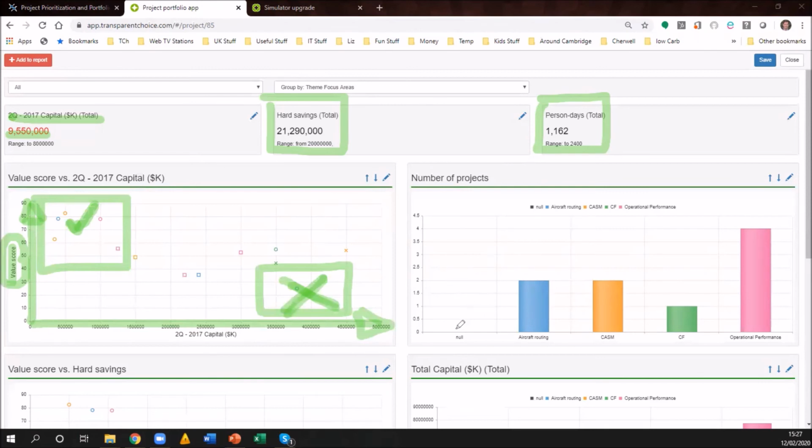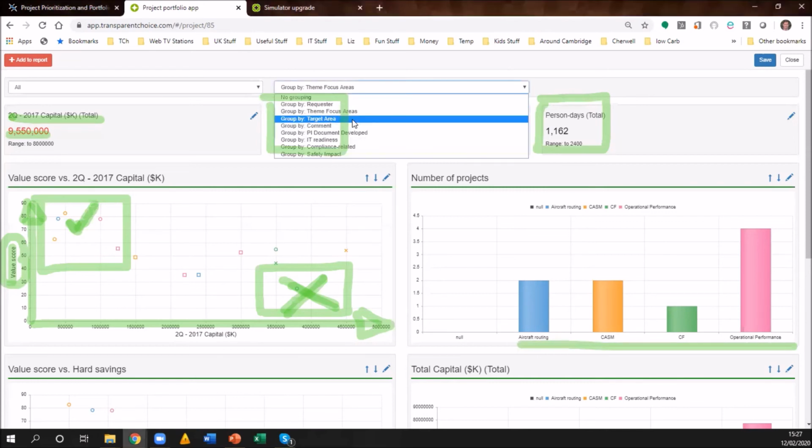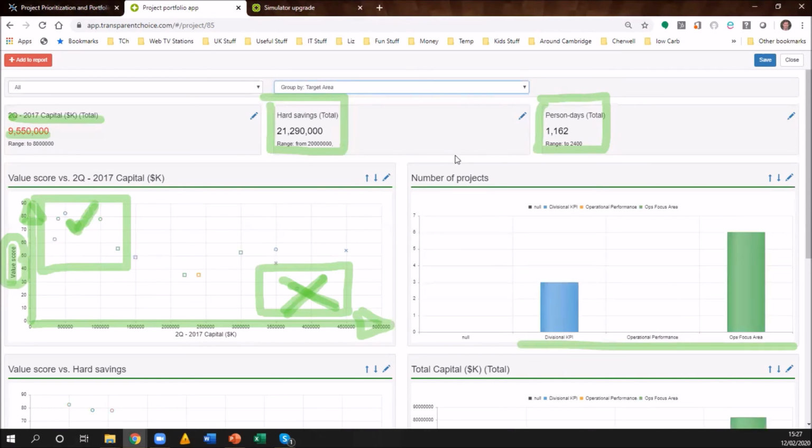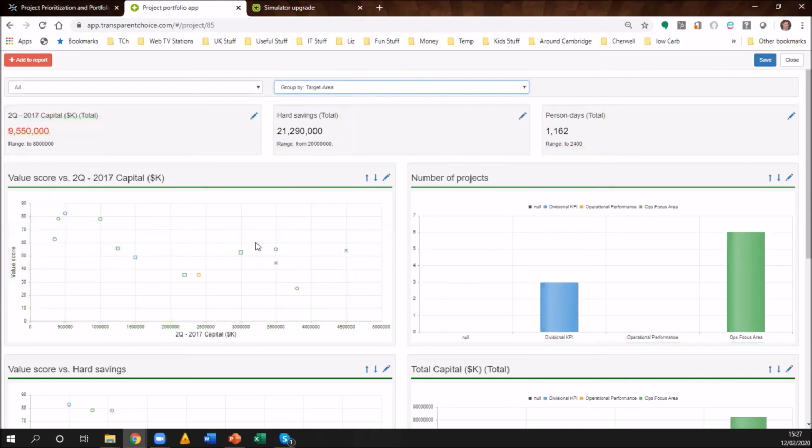And of course, we can also see how our portfolio is spread across the different departments, or across different themes, or whatever it is that's important to you. You can do that within TransparentChoice.